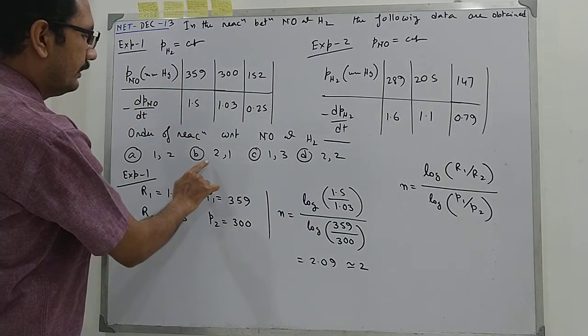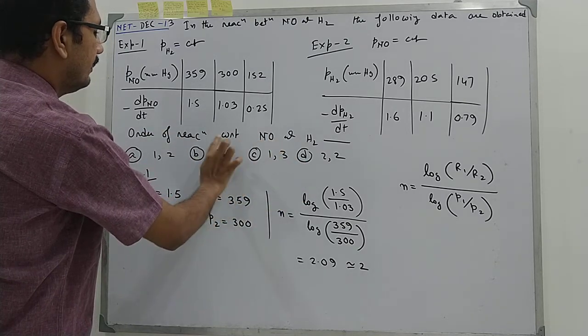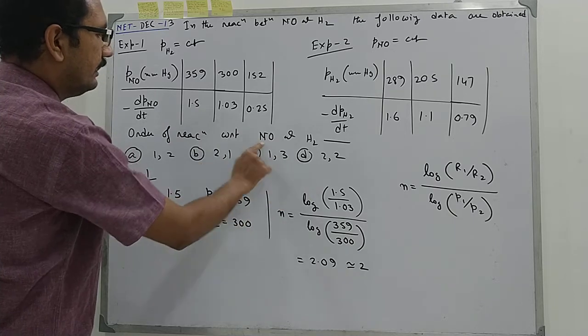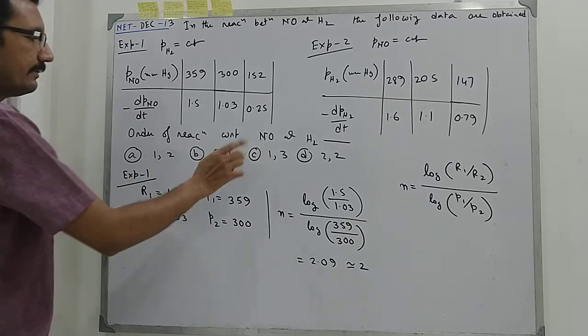So we got the order of the reaction with respect to NO is 2. So option B may be correct and option D may be correct, since only in these two options the order of NO is given as 2. So option B and D may be correct, A and C are wrong.